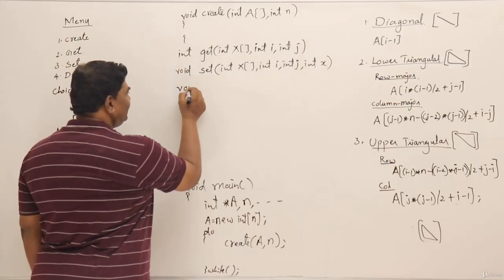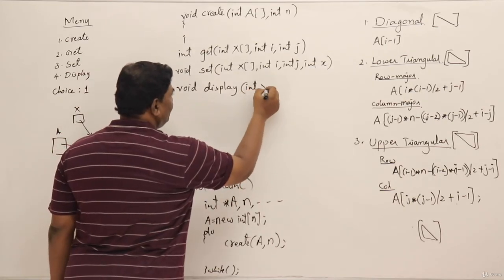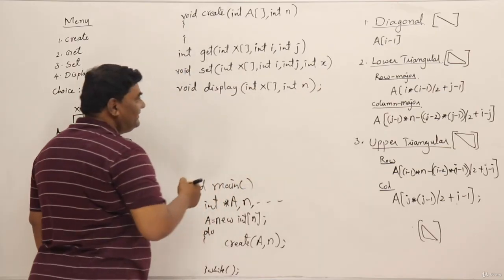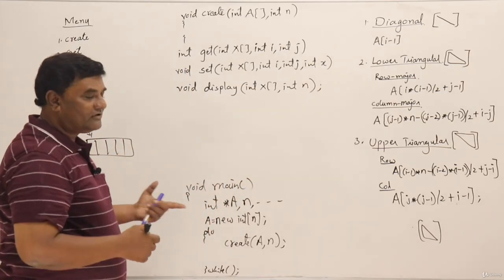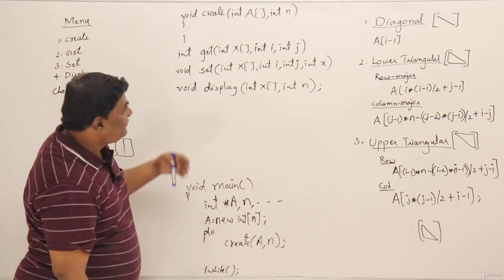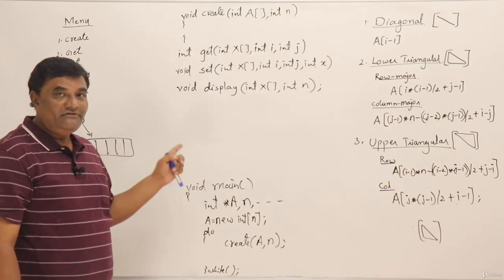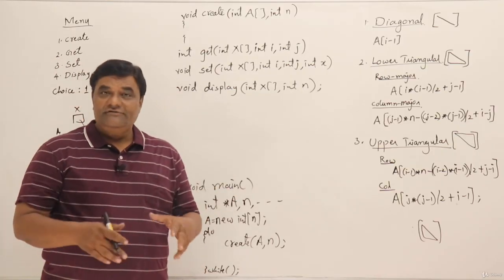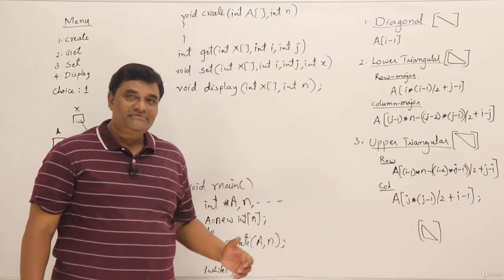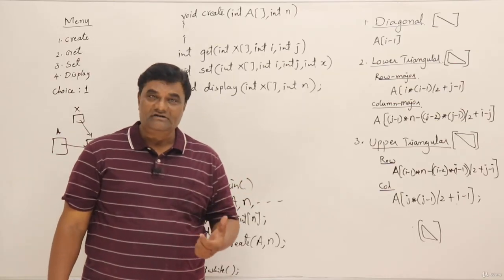Then the last function is display, a void display function. It also needs an array and it needs a dimension, so that it can display an array of that dimension, n cross n. So these functions will be implemented, and main will have a menu, and it will be calling those functions, whichever function it wants. So this is how the design of a program looks. In the following videos, you will find the program for all these types of matrices, and all those programs will be following this approach. I have just discussed the approach here, how those programs are working.